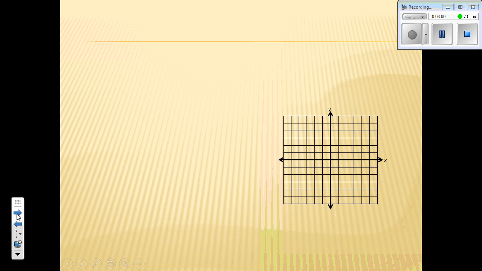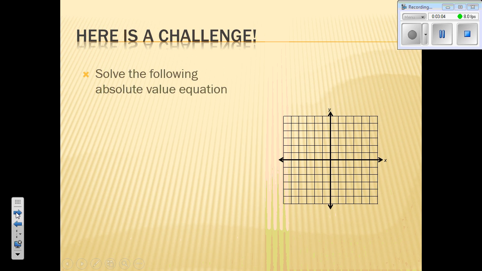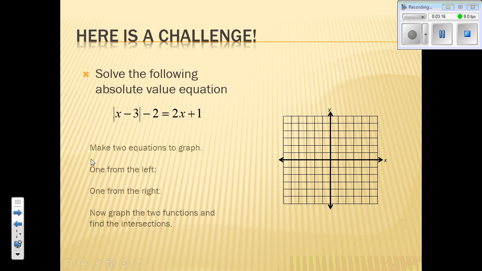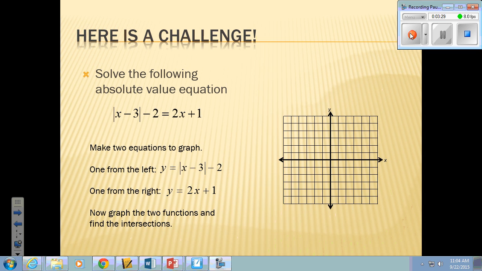All right, so what I want is for you guys to try this one on your own. Notice that this one is not set equal to 0, so the first option is probably not the best one. And so we probably want to make two equations to graph this, one from the left and one from the right. What I'd like for you guys to do is to pause the video here, give it a try, and then see if you get what I get.